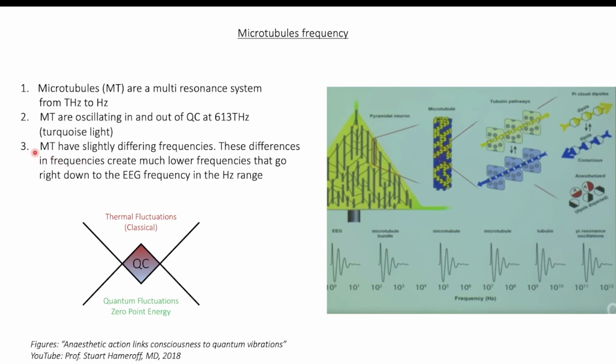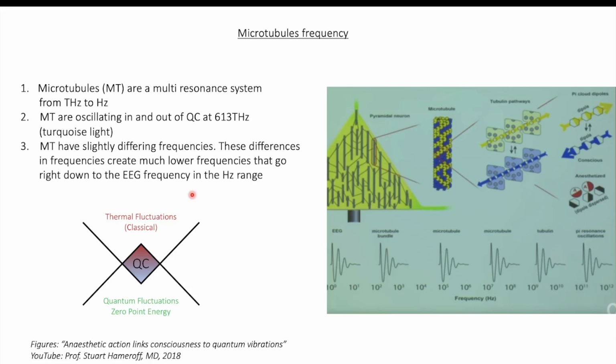And as I just said here, number 3, microtubules have slightly different frequencies. These differences in frequencies create much lower frequencies that go right down to the EEG frequency. So that's the frequency pattern and the information transfer mechanism in relation to the microtubules.